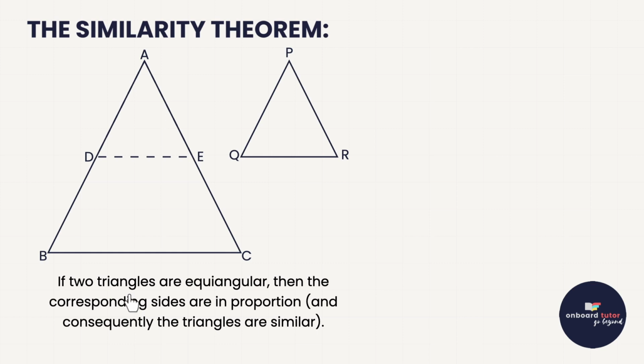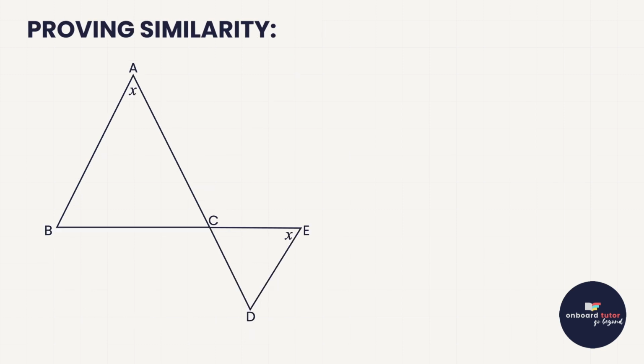If two triangles are equiangular, in other words, equal in angles, then the corresponding sides are in proportion and consequently the triangles are similar. So what we're going to need to get good at doing is proving similarity and then using that to determine the proportions of different triangles. So before we dive into too much application, I want to check that our foundation is in place.